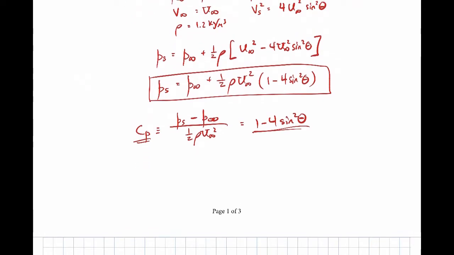And if you sketched out what that profile looked like, if you plotted it out, it'll look something like this. It'll be equal to 1 when theta is equal to 0, so if you plugged in a theta is equal to 0 here, this is all 0, and so Cp will be equal to 1. And then it drops below 0 and has a minimum value at pi over 2, where its value will be equal to minus 3.